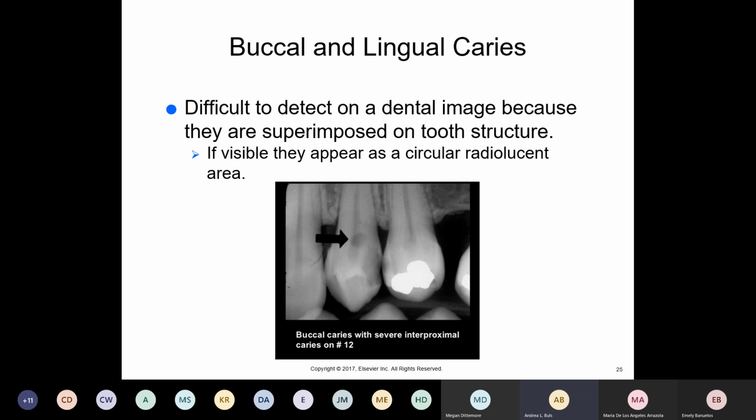And usually if you look, someone's got a buccal pit or a lingual pit, it's a little round area where they've filled it either with amalgam or composite. Very common, but they're very difficult to detect on a dental image because, again, they're superimposed on tooth structure. If they're visible, they're going to appear as this little circle or radiolucent area that you see on this premolar here.